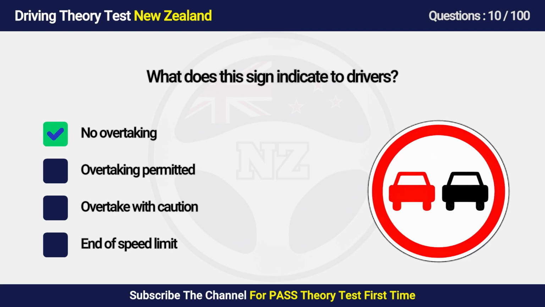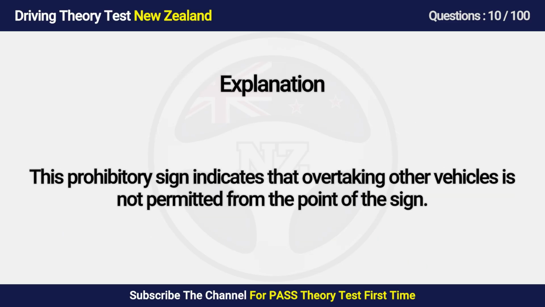Answer is A. No overtaking. This prohibitory sign indicates that overtaking other vehicles is not permitted from the point of the sign.